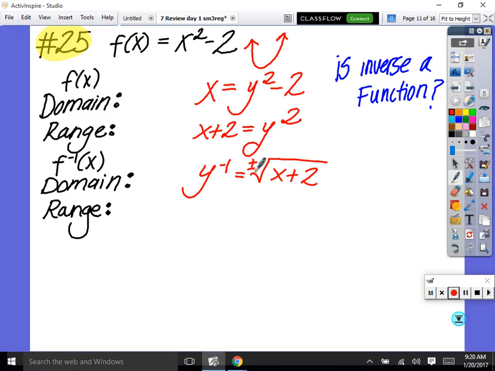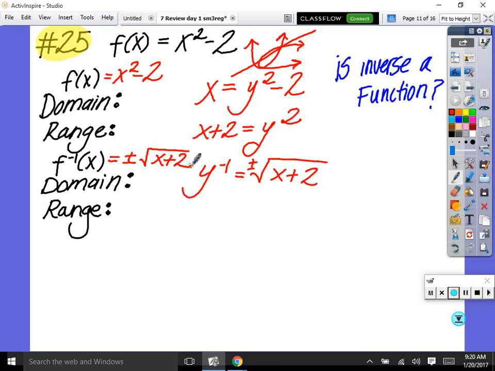Did you get the same answer as me? Yeah. Perfect. So the original is x squared minus 2. My inverse was plus or minus. We can't forget plus or minus because this is reflective over that line. So it's going to look something like that. We need the top half and the bottom half of the square root. So this is plus or minus the square root of x plus 2.